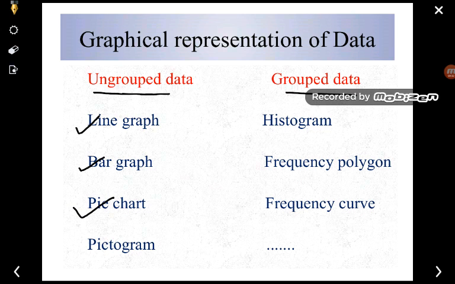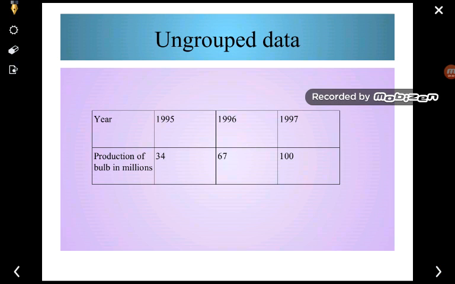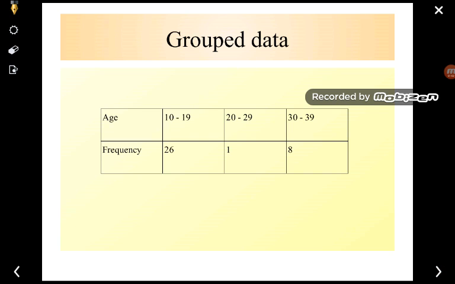Means certain data is given to you and you have to draw the pie chart. So how can we draw the pie chart? Before that you must know how grouped data and ungrouped data look. So this is one of the examples of the ungrouped data. Here each year a particular data is collected and they are ungrouped. And the next table shows you how the ungrouped data looks.